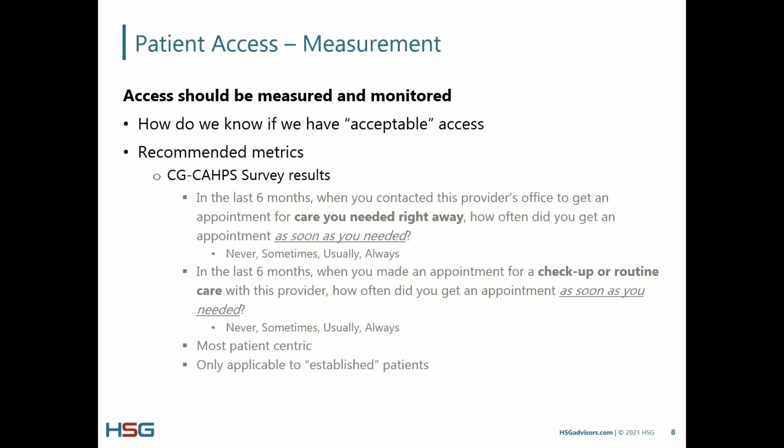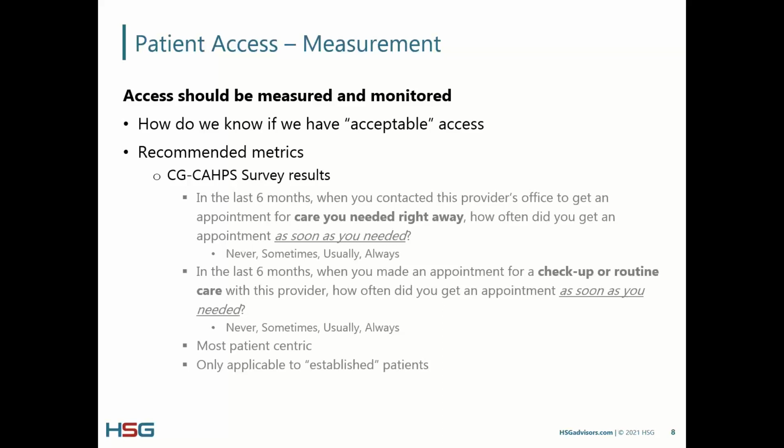So probably the most patient-centric measure for patient access comes with the CG-CAHPS survey questions. There are 2 that specifically deal with access to care. And the first is, in the last 6 months, when you contacted this provider's office to get an appointment for care you needed right away, that's their emphasis, how often did you get an appointment as soon as you needed? That's our emphasis. And the responses are never, sometimes, usually, or always.